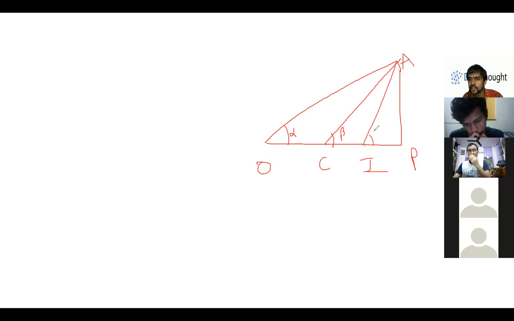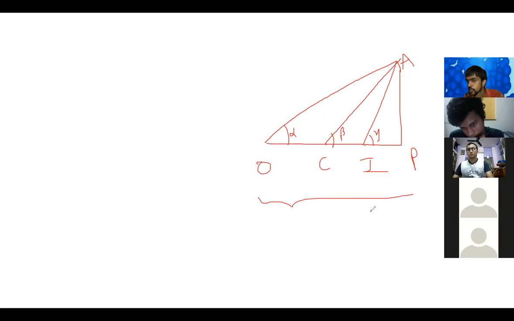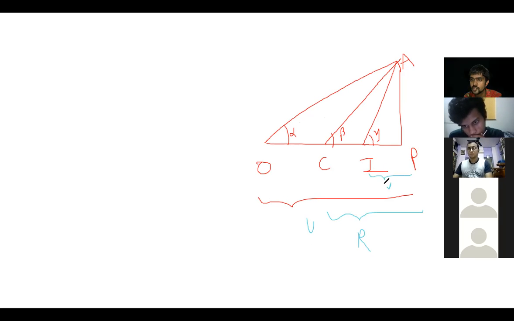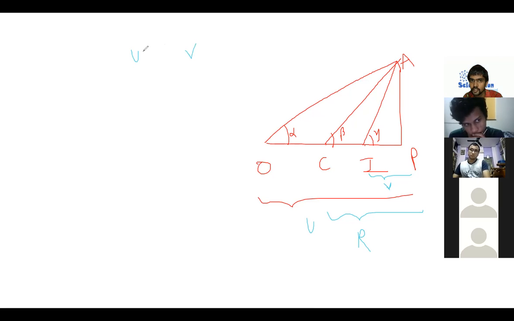Because I'm not interested in alpha, beta, gamma. I'm interested in the distance from the pole to the object. What do you call the distance? Object distance, you call it U. From center to pole, what do you call the distance? R. And you call this V. You learned this in your 10th class. This is a notation. U is object distance, V is image distance. It's kind of like your speed, initial and final. U is initial, V is final.